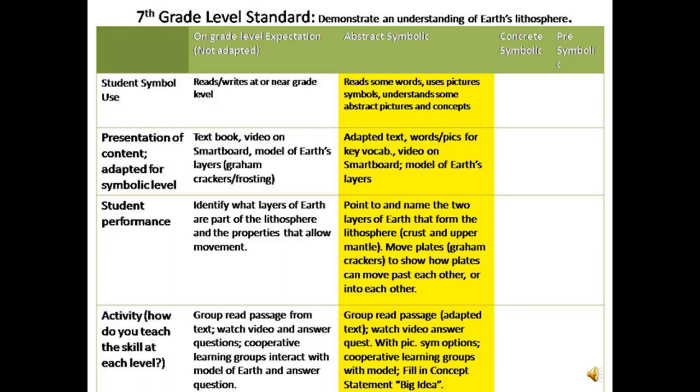Students that access the curriculum at an abstract symbolic level can often read some words, use picture symbols to communicate, and can understand some abstract pictures of concepts. As we plan for students that are participating in this lesson at this level, we will continue to think and refer back to the typical expectations. We want to make sure that we remain linked to grade level expectations so we can have close instructional alignment in content and depth and breadth of learning.